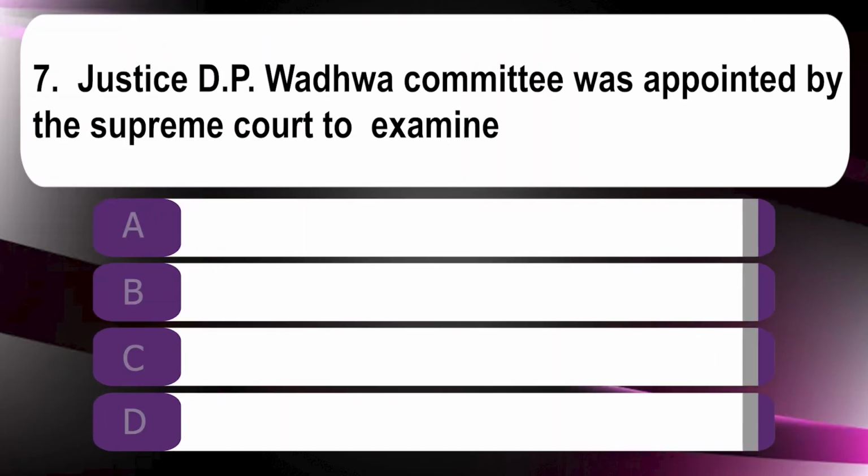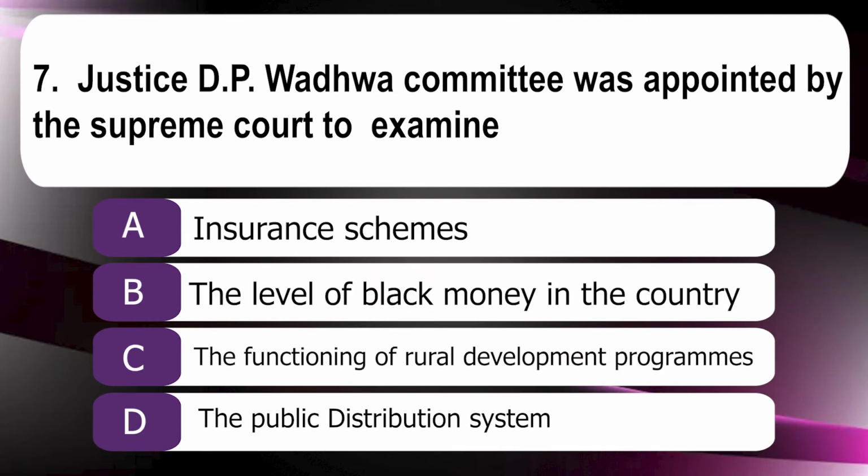Seventh question. Justice D.P. Wadhwa Committee was appointed by the Supreme Court to examine A. Insurance schemes, B. The level of black money in the country, C. Functioning of rural development programs, D. The public distribution system. The correct answer is D. The public distribution system.